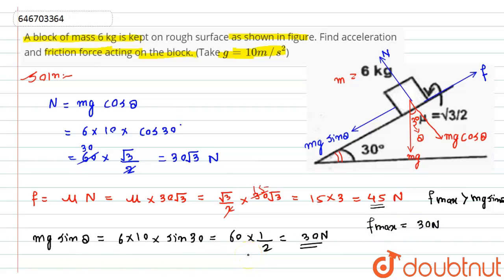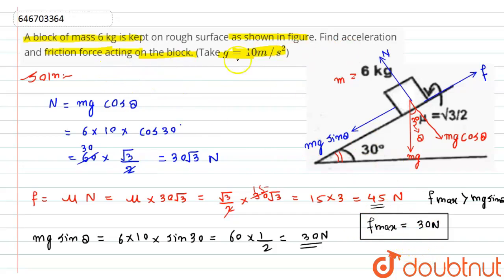So in that case the block will be stopped because of the frictional force, and as here the maximum friction, 45 Newton, is greater than 30 Newton, the frictional force on the block will be nothing but 30 Newton. Because after reaching this value, the block gets stopped here. So we have found the frictional force for the block is 30 Newton.